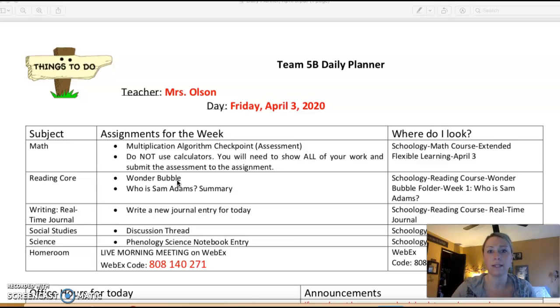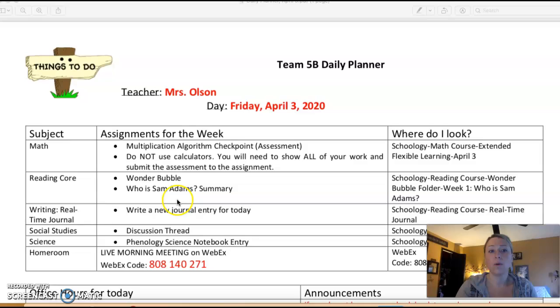Everything that you do on that assessment, you need to show your work. This is the only way that I'm able to know that you are doing your work without a calculator. So even if you do something on a notebook page, you are able to submit as many pages as you want into Schoology. Make sure that I also see any notes that you had taken along with the assessment itself. Make sure you show your work and that you upload that assignment into the multiplication algorithm checkpoint.